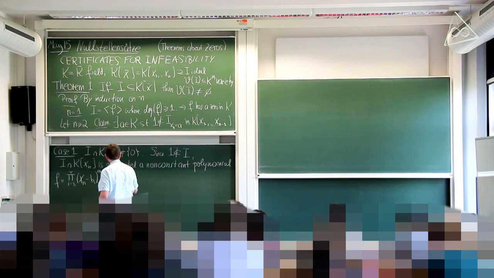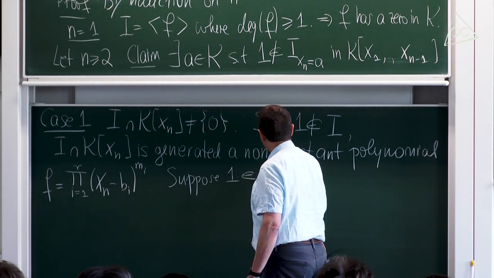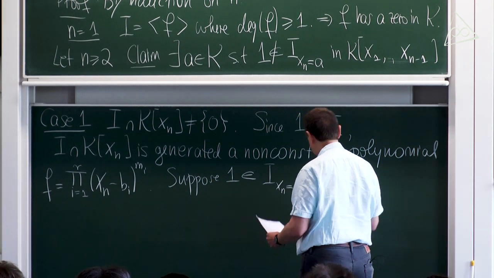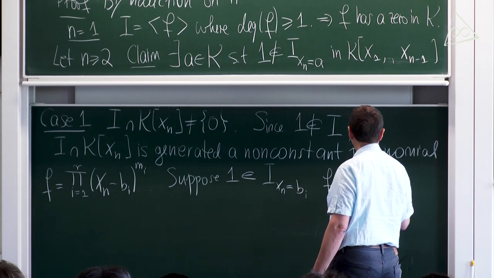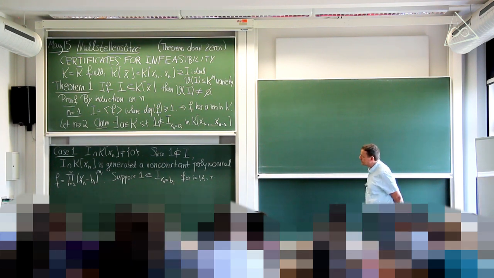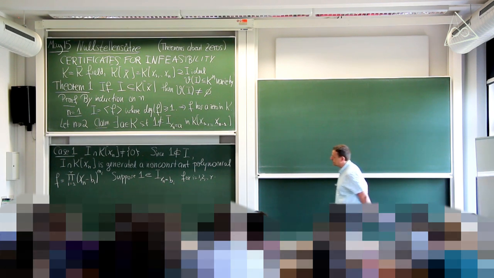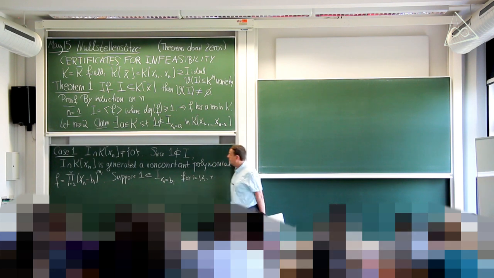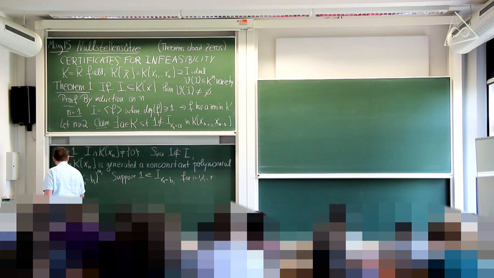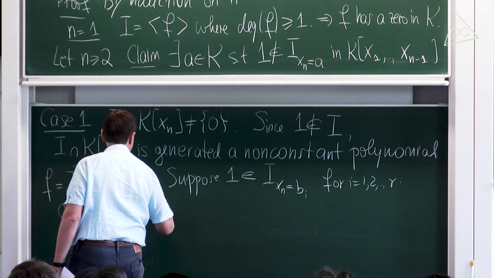Now, suppose that 1 is in the ideal that we get by specializing I, so xn gets specialized to bi for i equals 1, 2, up to r. So we look at these roots of our polynomial, and we look at the various specializations, and I claim that we can assume that all of these ideals in a polynomial ring in n minus 1 variables will all contain the element 1. Well, otherwise we're done. Again, right, so otherwise we are done, right?